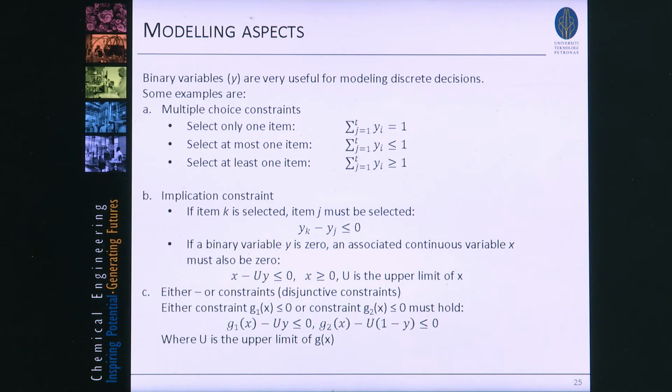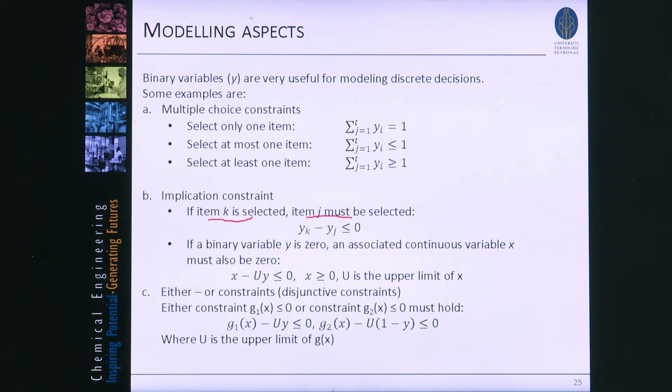Some comments on the modeling aspects, because these binary variables are very useful. Some examples: you have a multiple choice constraint. For example, we have to select only one item out of the whole set of integer variables. So it means the summation of all yi has to be equal to 1. If we have to select at most one item, the summation has to be less than or equal to 1. If we have to select at least one item, the summation has to be greater than or equal to 1. If we have an implication constraint, if item k is selected, then item j must be selected.